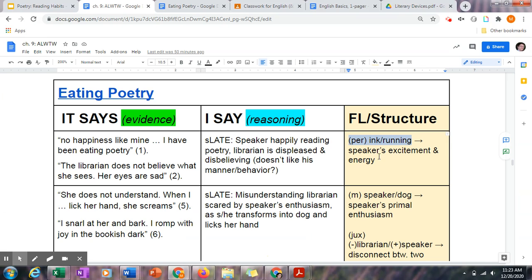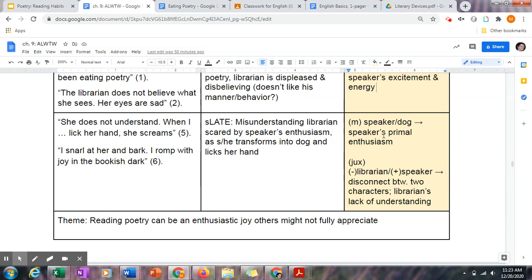So I'd add to my note, what is the comparison? Ink running. And then I write a little note underneath. This note is meant to express, what is the author highlighting or emphasizing by including this figurative language? What does it add to my literal understanding? Well, I think it's really emphasizing how excited the speaker is, how energetic the speaker is as they're reading this poetry. I've done the same kind of thing here, an M for metaphor. The speaker is compared to a dog. What does it highlight? I say it highlights the speaker's primal enthusiasm.